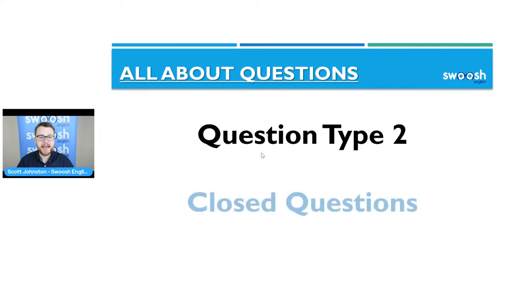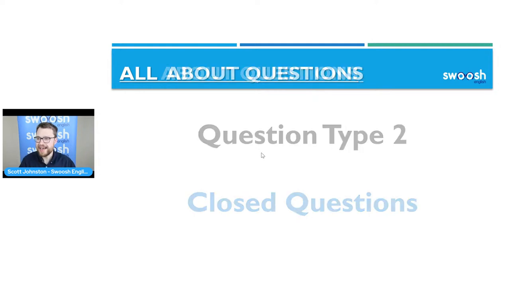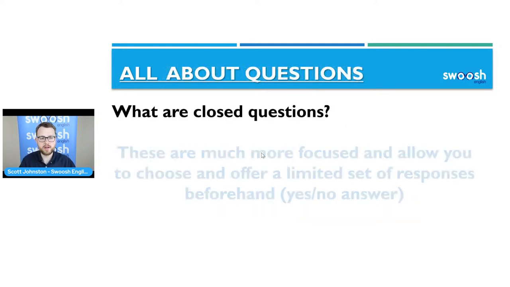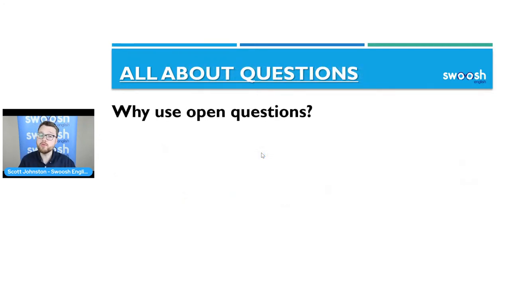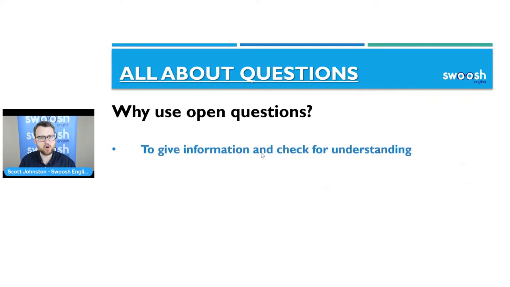Let's move on now to question type number 2 that you should be employing in the OET exam, and these are closed questions. What's the difference between an open question and a closed question? Closed questions are much more focused, and they allow you to offer a limited set of responses beforehand, as they will typically warrant a yes or no answer. So much more closed and much more focused. So why should we be using closed questions? That says open, sorry guys, that should be closed questions, my apologies.